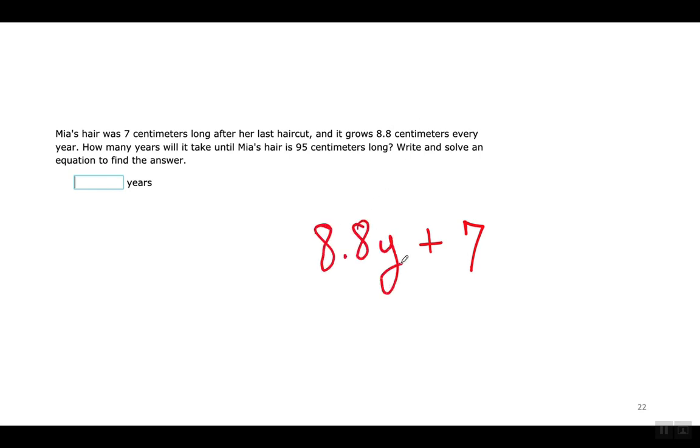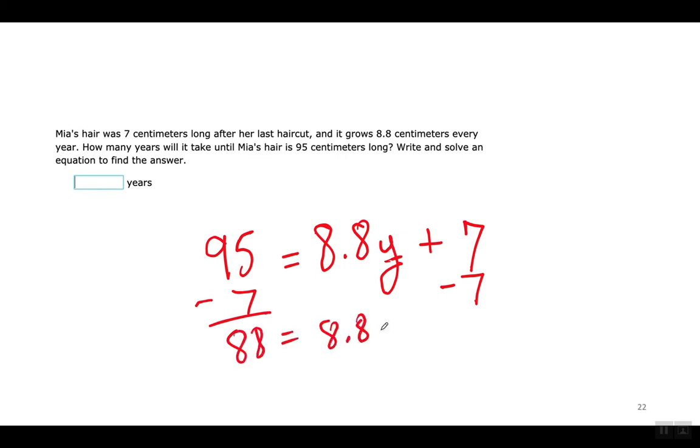8.8 centimeters every year. How many years, cuántos años, will it take until Maya's hair is 95 centimeters long? ¿Cuántos años va a llevar para que el pelo de Maya mide 95 centímetros? Así que tenemos que resolver para los números de año. So subtract both sides by 7. You're going to get 88 equals 8.8y. So y equals 88 divided by 8.8. And when you divide that, you're going to get the answer is 10 years. Okay? La respuesta es 10 años.